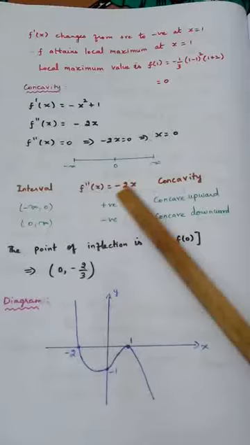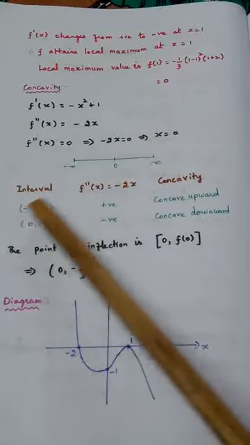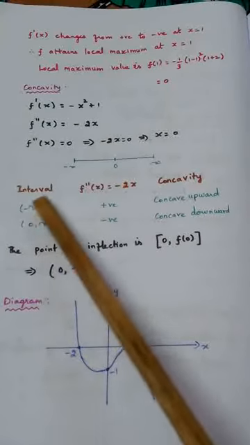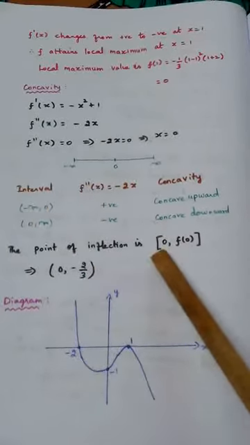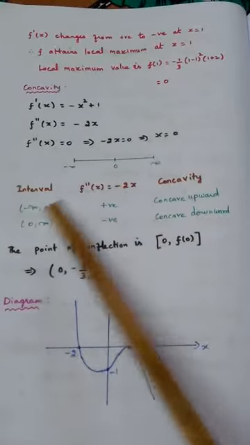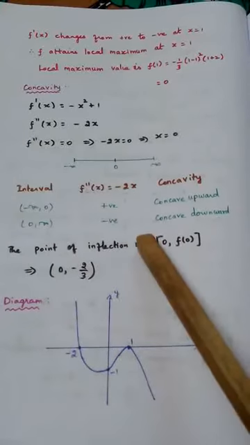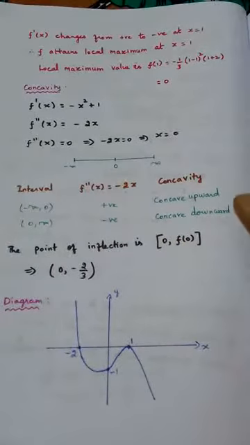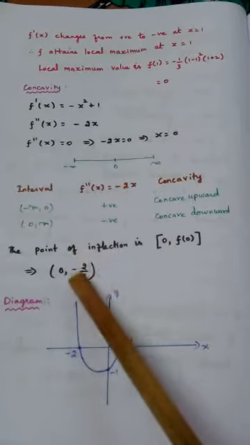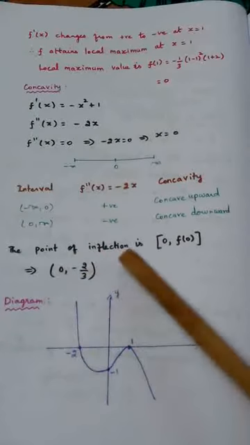Now see, concavity changes, concave upward to concave downward at which point? 0. So the point of inflection is the point at which the concavity changes. Take that point, substitute that point in the function. That is called point of inflection. 0 comma f of 0 is called what? Point of inflection. What is f of x? We know. In f of x, substitute in place of x 0, answer will be minus 2 by 3. So 0 comma minus 2 by 3 is the point of inflection.